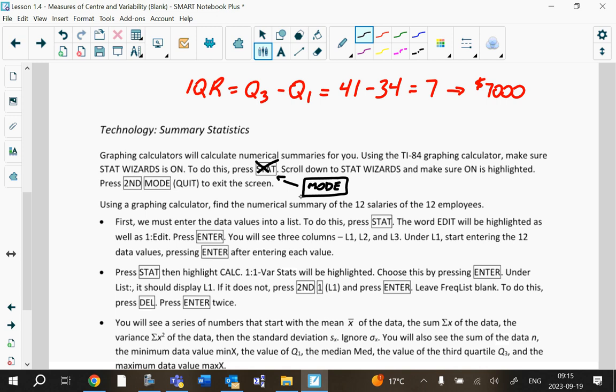All you have to know is how to enter the list, okay, and how to go to calculate to get this screen. Don't worry, we're going to do it a few times. It's not like we're doing one and done, okay?